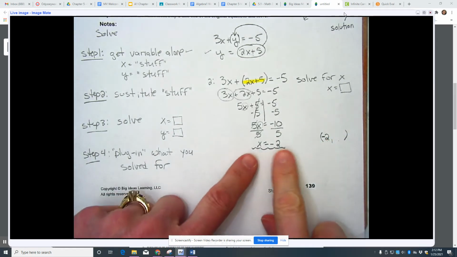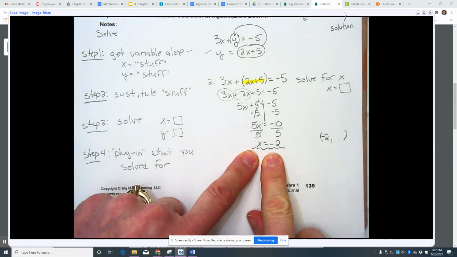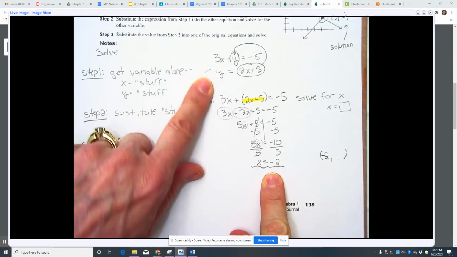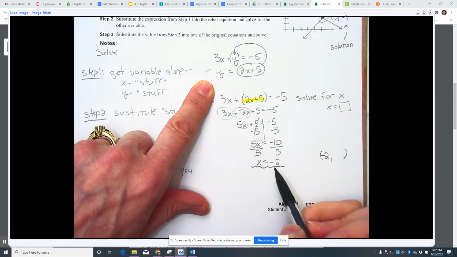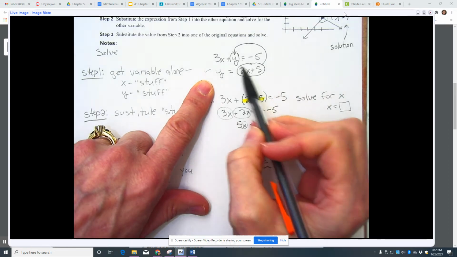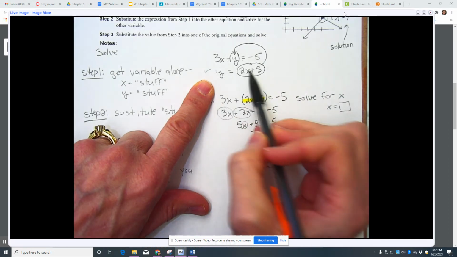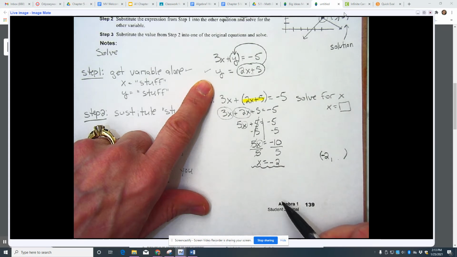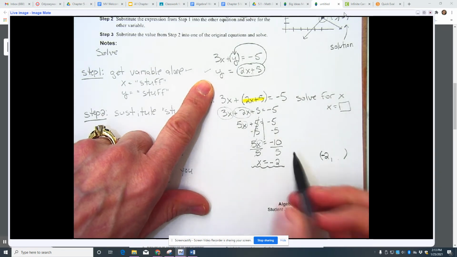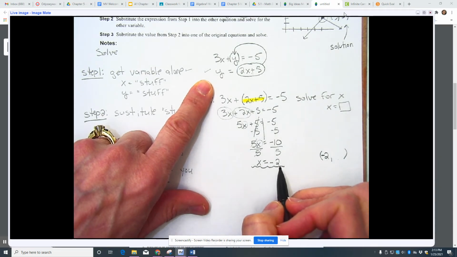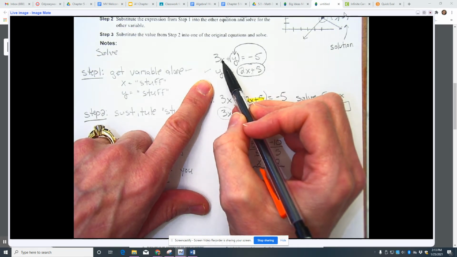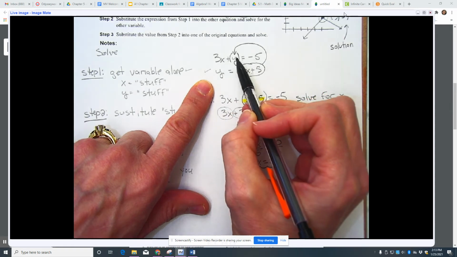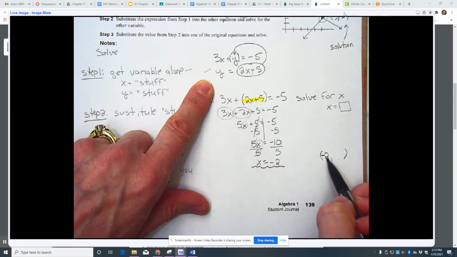Now, if I know x, I can go back to my original equation and I can replace or substitute negative 2 in for x in either of these equations and then solve for y. So I know x is negative 2, so I want to plug negative 2 either into this equation or this equation to solve for y. Remember, I need an x and a y.